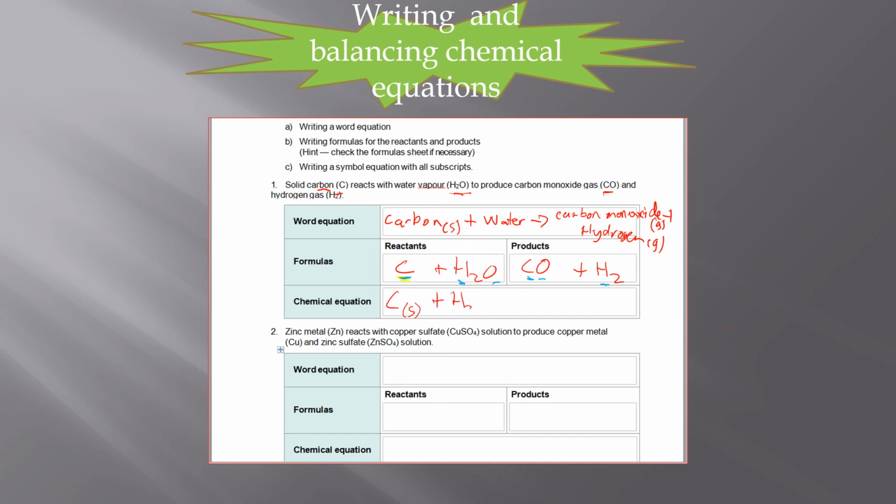plus water. You don't really need to write anything for this one, but it does say it's water vapor. So that would be water in the gaseous state, giving us carbon monoxide gas plus hydrogen gaseous, like that. Notice how I put those little letters in brackets underneath it. The only other one that I would use is AQ for aqueous, as in it's dissolved in liquid. You can have a go at the rest of them.